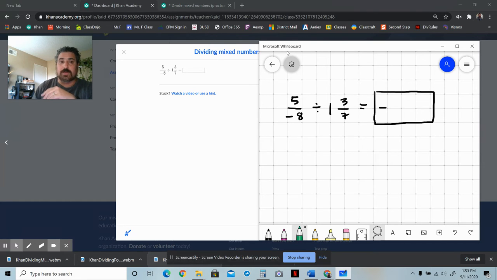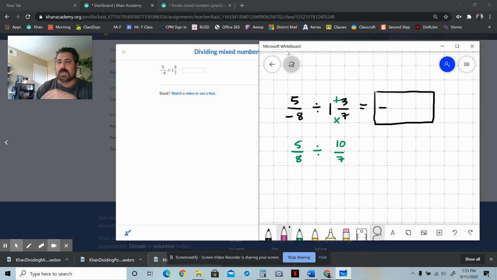Then you're going to change your mixed number into a top-heavy fraction. So 1 times 7 plus 3. We got 1 times 7 is 7 plus 3 is going to be 10. So this is going to be the same as 10 sevenths. So we have 5/8 divided by 10 sevenths. We can ignore the signs because we know the answer is going to be a negative answer.